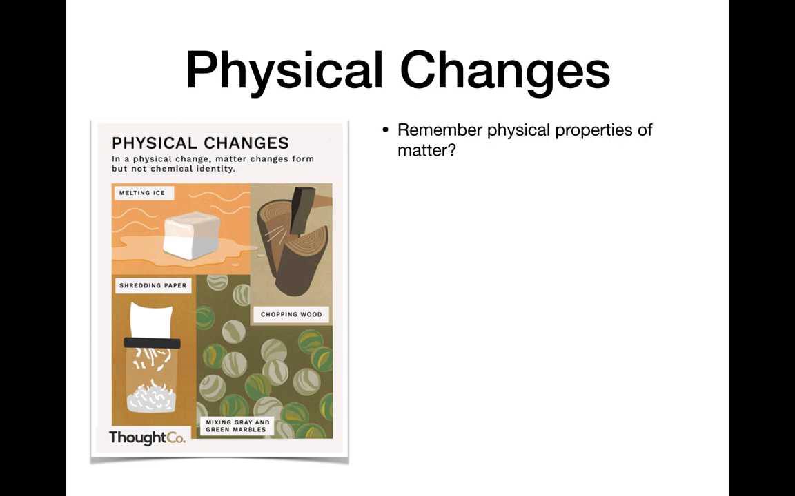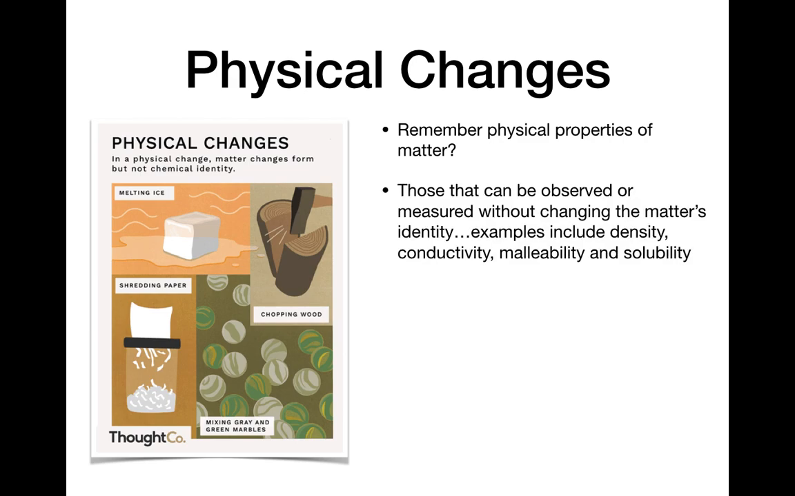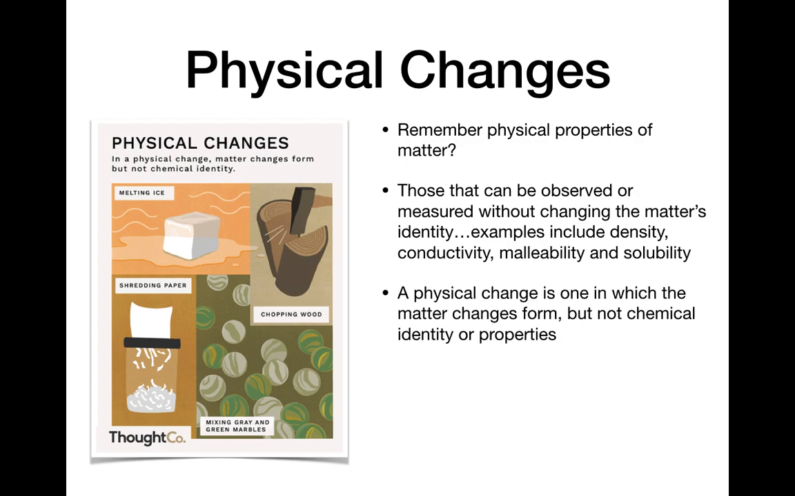You don't need to write this down, but be kind of aware. Physical properties are properties that can be observed or measured without changing the matter's identity. So you can figure out the conductivity, malleability, solubility, density, all those things about a substance without actually changing it in some way. And then a physical change, that goes with physical properties, is where we're going to change the form of the matter, but not its chemical identity.